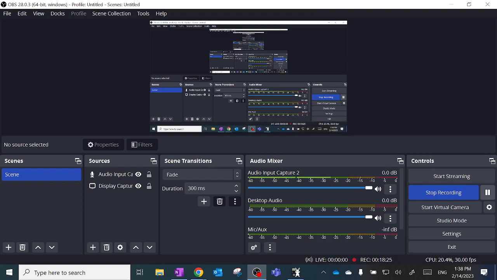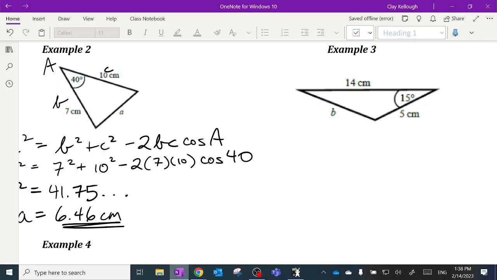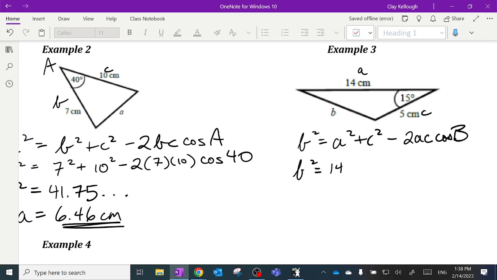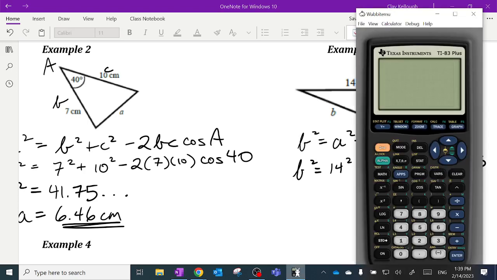Okay, we're back. Let's see if we've done this right. So, I'm going to call that one A and that one C. If you did it the other way, that's totally fine. B squared is equal to A squared plus C squared minus 2AC cosine of B. So B squared is equal to 14 squared plus 5 squared minus 2 times 14 times 5 times the cosine of 15. So punching buttons.